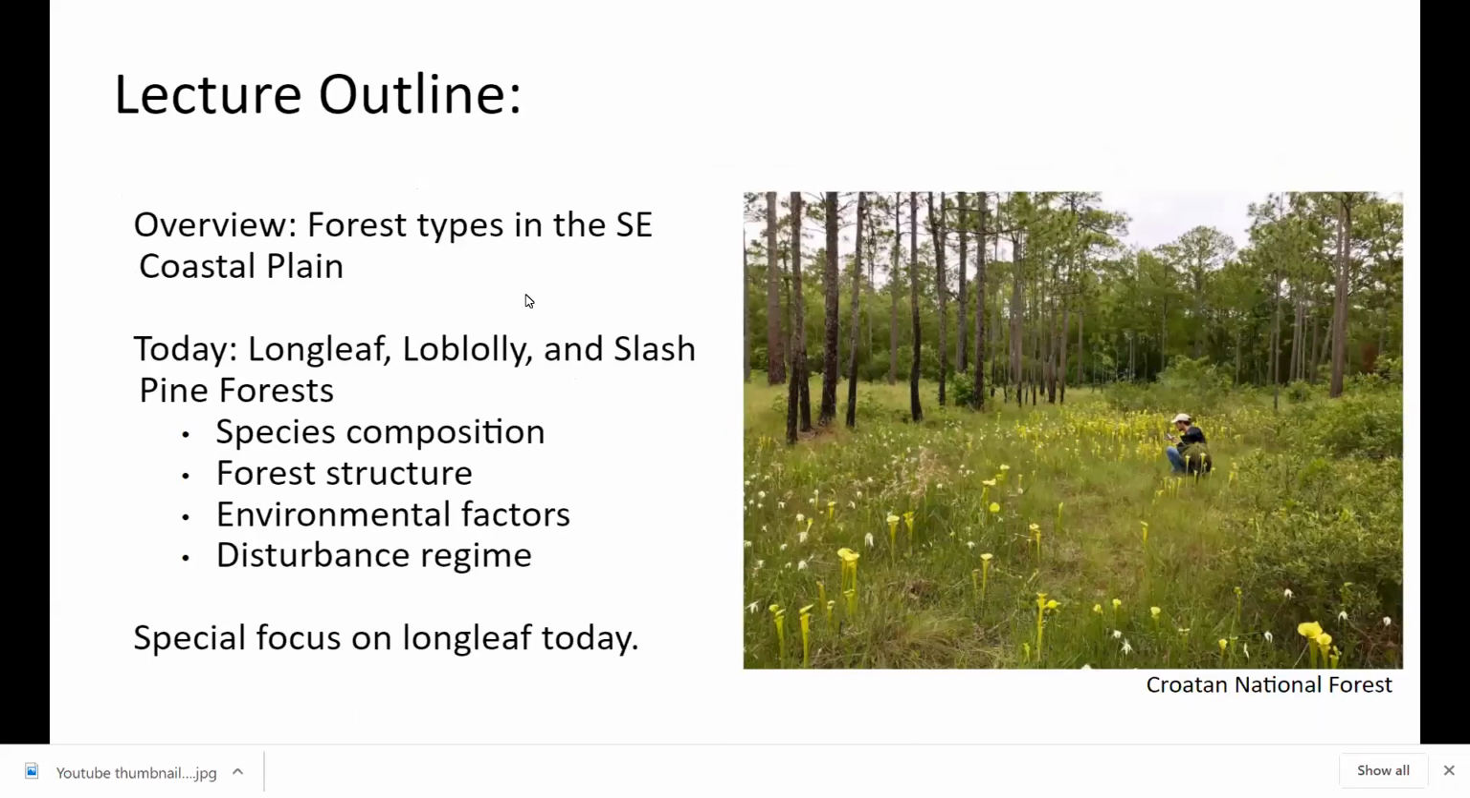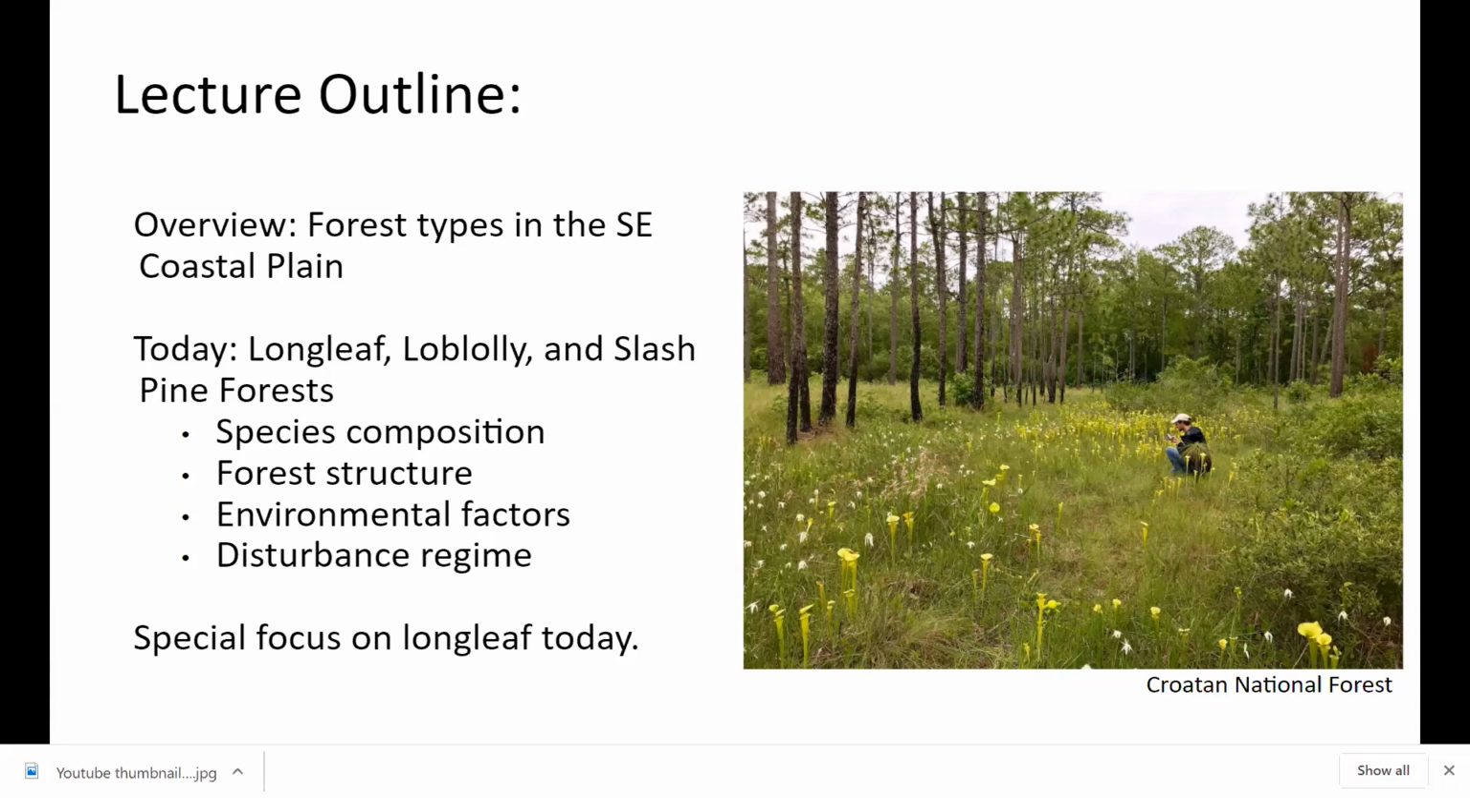So today I'm going to give you a quick overview of the forest types in the Southeastern coastal plain that we'll focus on. That will be this lecture and then the next lecture. Today we'll focus on longleaf, loblolly, and slash pine forests, with a special focus on the longleaf pine. This is a truly special species, one that has a really interesting history as well as ecology and long human history and natural history.